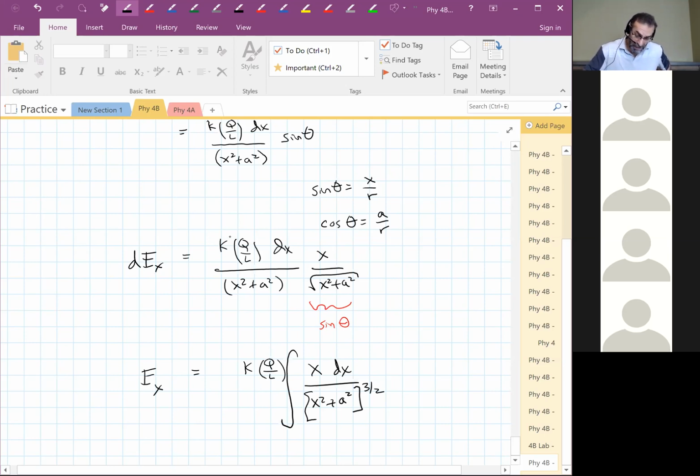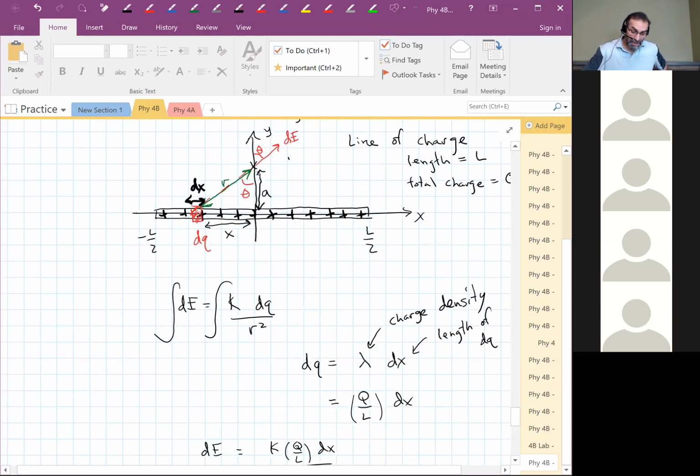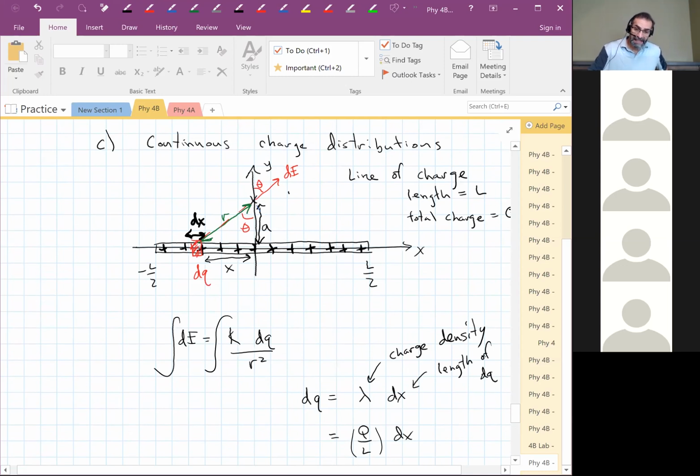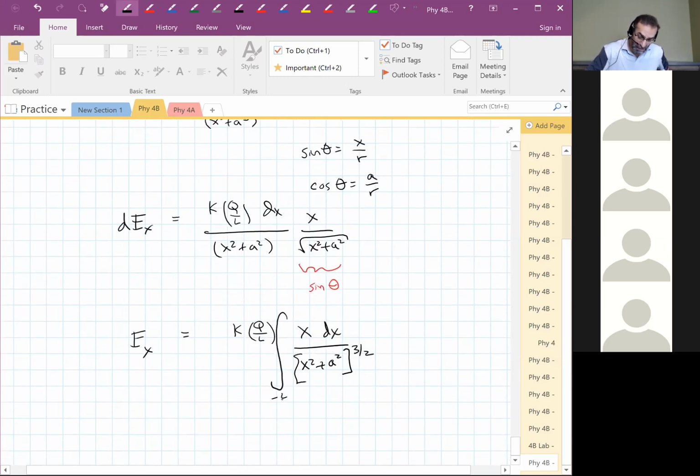And what are we integrating over? What are our limits? We're integrating over the whole charge distribution. So x is going from minus L over 2 to plus L over 2. So our limits of integration here are minus L over 2 to plus L over 2.